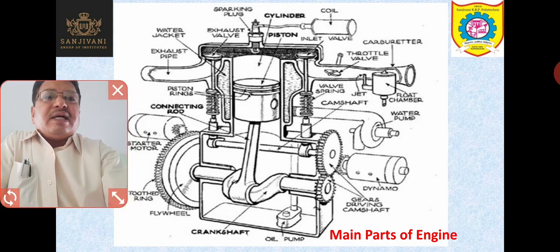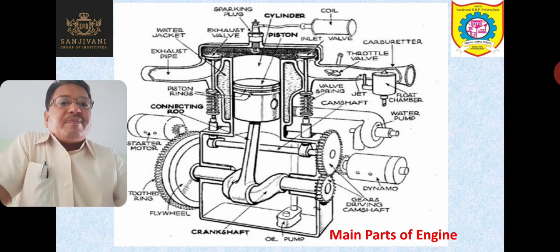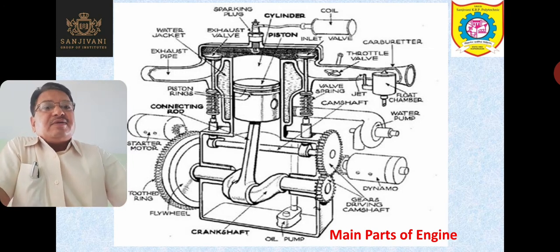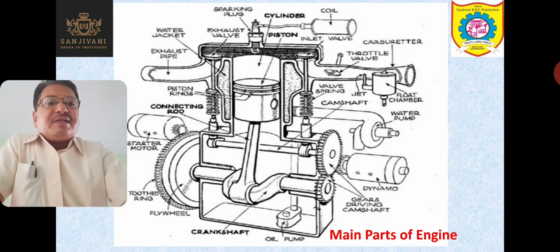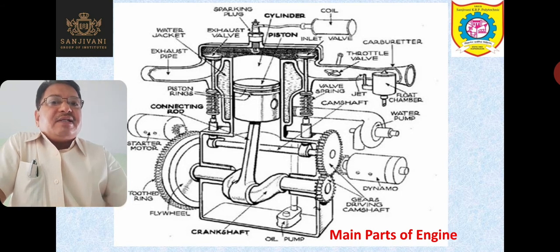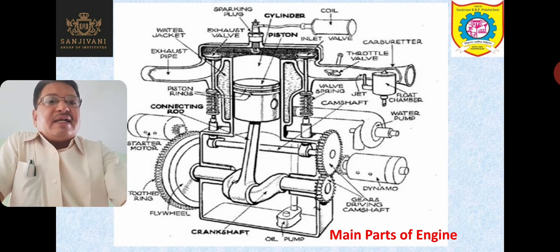So you can see that there are so many parts of the engine. So you can identify the various parts. At the bottom there is a crankshaft and the crank. So you can see this is the crankshaft and this is the crank. This is the crankshaft.